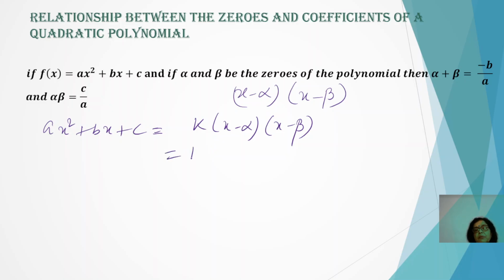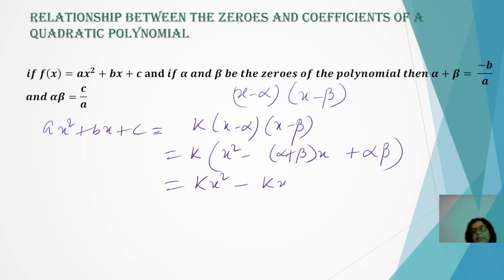So this becomes equal to k times (x squared minus (alpha plus beta) x plus alpha beta). So this can be written as kx squared minus kx into (alpha plus beta) plus k into alpha beta.